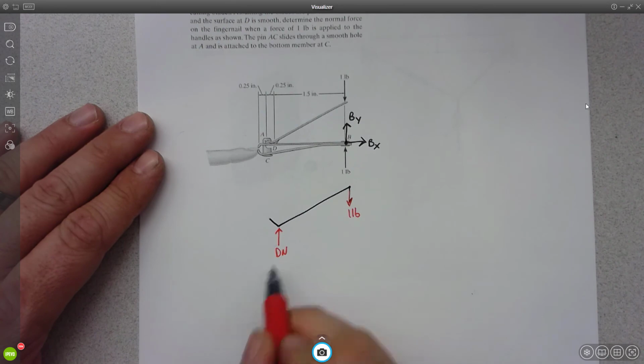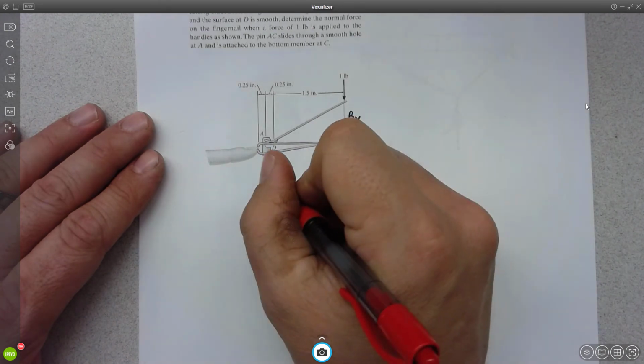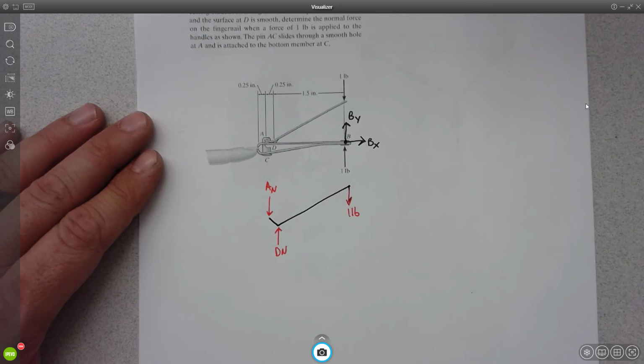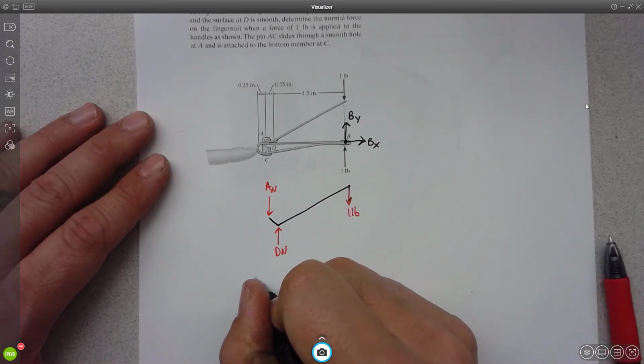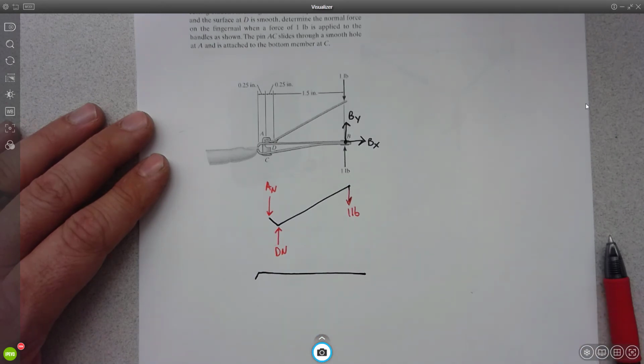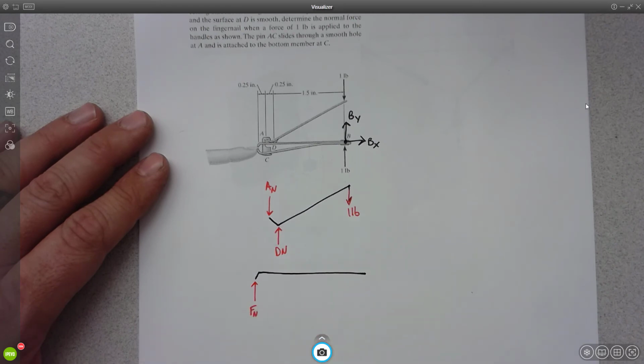That's D normal. And A normal. No. We're looking for the cutting force on the fingernail. A normal isn't what we're looking for. We are looking for, let's call it F normal, fingernail normal.